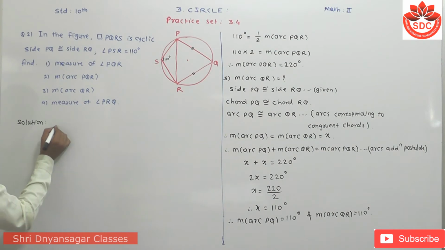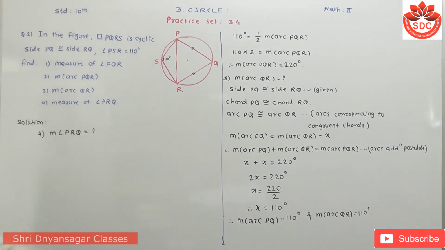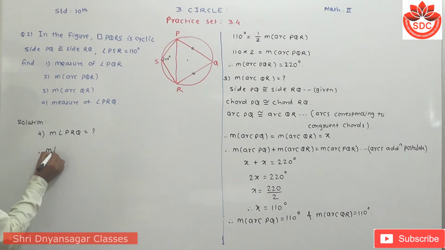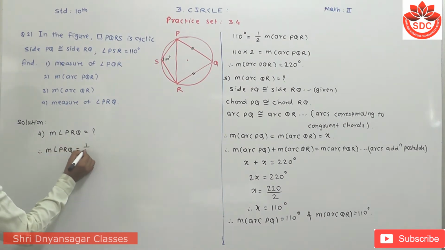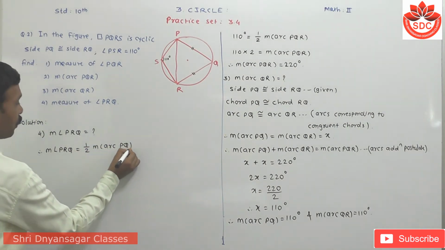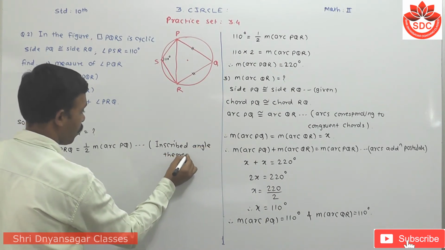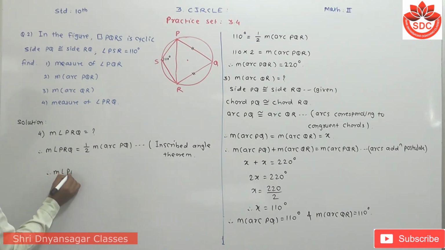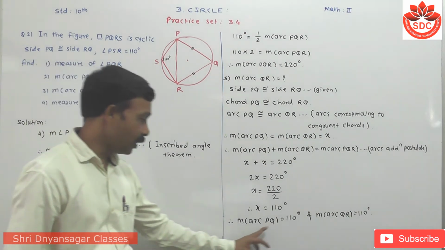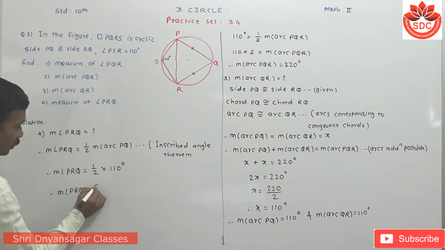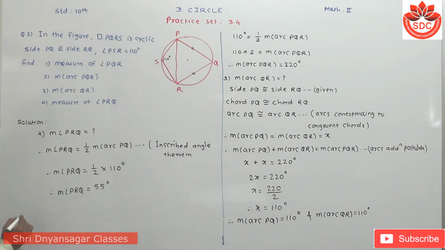The fourth point is measure of angle PRQ is equal to question mark. Now student, look carefully. This angle PRQ is inscribed, so by using the inscribed angle theorem, measure of angle PRQ is equal to half of measure of arc RPQ, which is 110 degrees. We substitute this value, therefore measure of angle PRQ is 55 degrees. Then write the answer in full sentence.